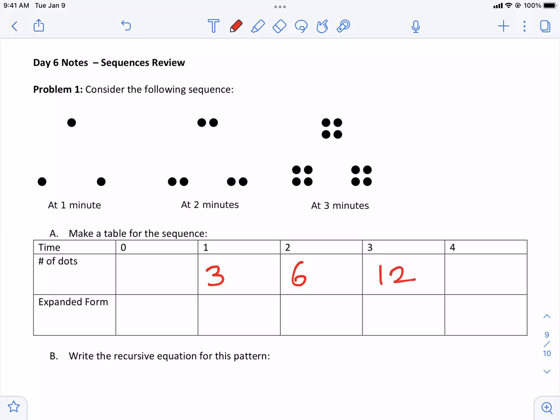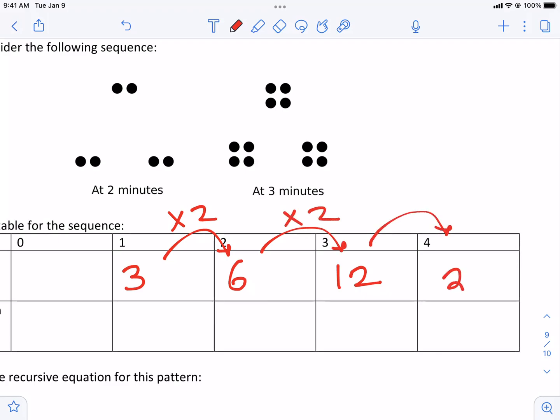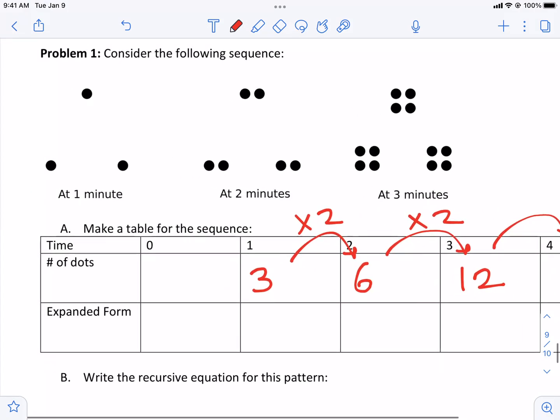So we can use this pattern to figure out how many dots there'd be at 4 minutes. It looks like to get from one number to the next, we're multiplying by 2. So if we continue that pattern, there would be 24 dots in the fourth figure. We can go backwards, and instead of multiplying by 2, we could divide by 2, and if there was a time 0, there would be 1.5 dots.